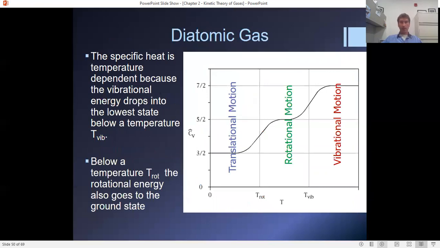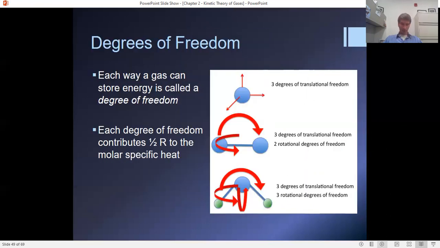Okay. Now, it gets even worse. For diatomic molecules, at a low enough temperature, all of these energies, the rotational energy, okay, is actually quantized. That at its lowest state, it's not rotating. That it can't just start rotating slowly and speed up more and more.